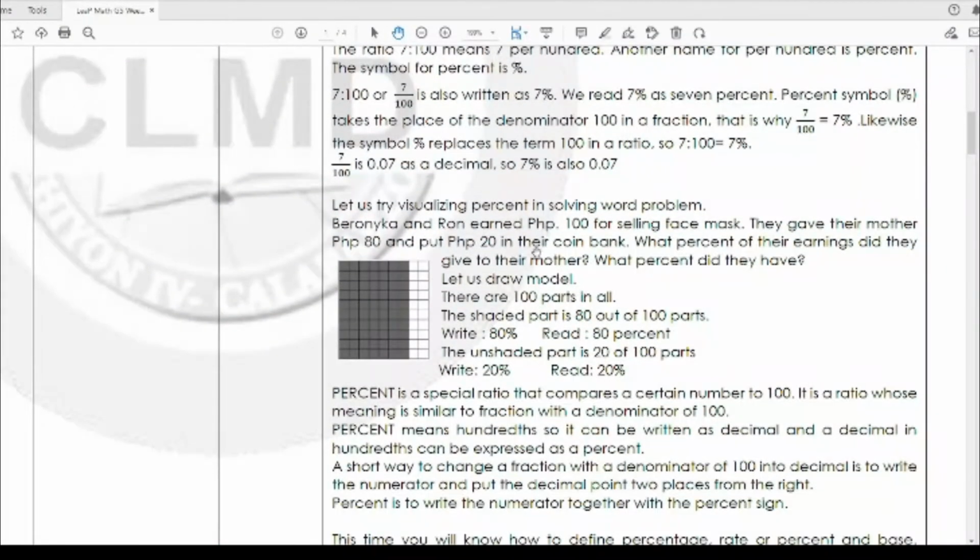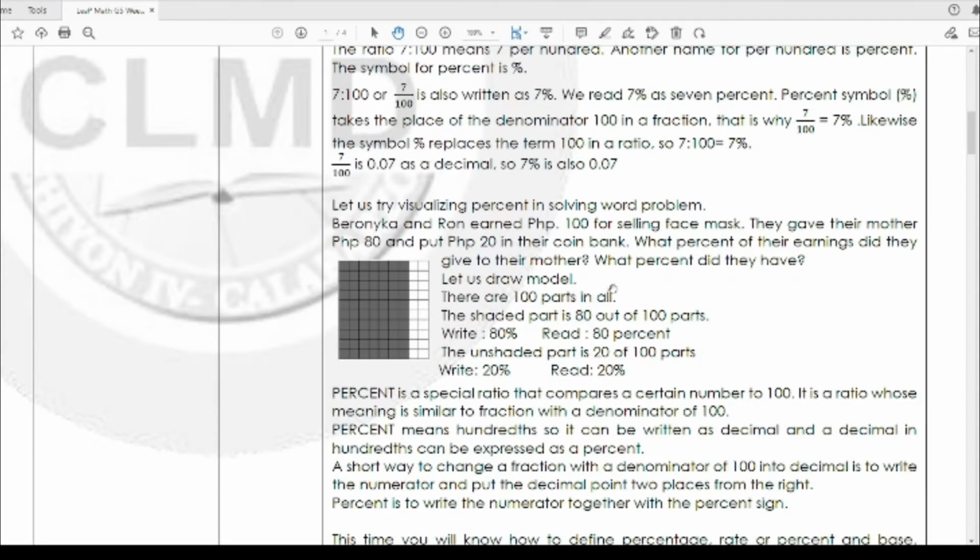Let us try visualizing percent in solving a word problem. Veronica and Ron earn 100 pesos for selling face masks. They gave their mother 80 pesos and put 20 pesos in their coin bank. What percent of their earnings did they give to their mother?